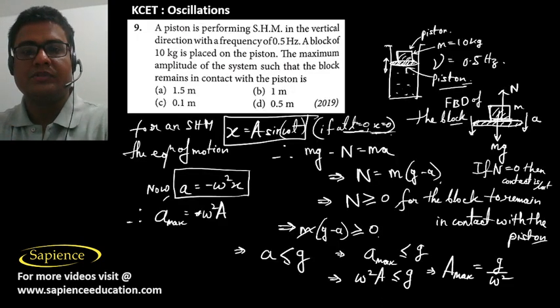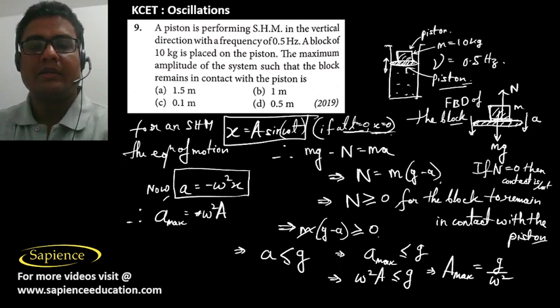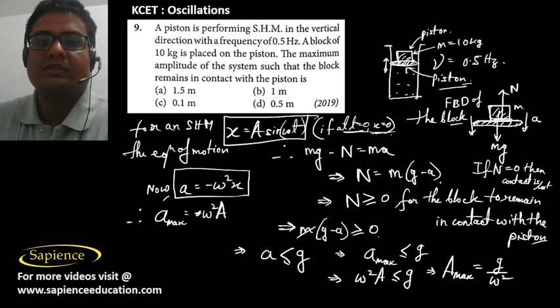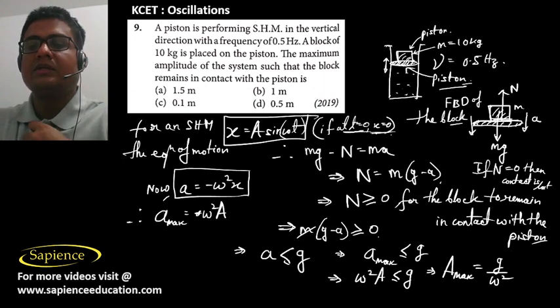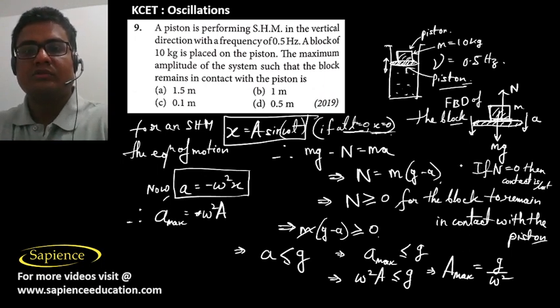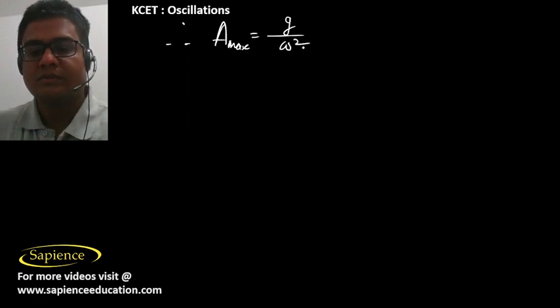Therefore the maximum amplitude of the piston, or the maximum amplitude of the system such that the block remains in contact with the piston, should be equal to g by omega square.